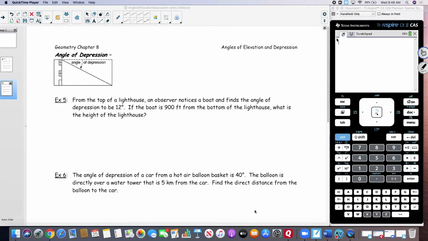I already worked example 5 in class, but I'm going to rework that, and then I'm going to work the next 3 examples for you so you'll have some examples to go back to when you work through your homework.